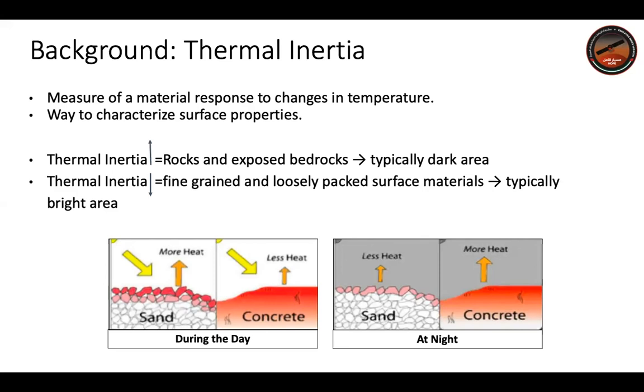So let's look into these infographics that we have here, just to understand thermal inertia variation in two different scenarios. So we have two scenarios, which is during the day and at night, and we can see the yellow arrow. It's basically the light coming from the energy source, and the orange arrow is basically the heat or energy being reflected back from the surface to the atmosphere. So if we look into the sand on the left image, sand is considered as a fine-grained, loosely packed surface material. So sand during the day heats up very quickly, and as a result, it radiates more energy or heat to the atmosphere. On the other hand, at night, sand produces or emits less energy to the atmosphere.